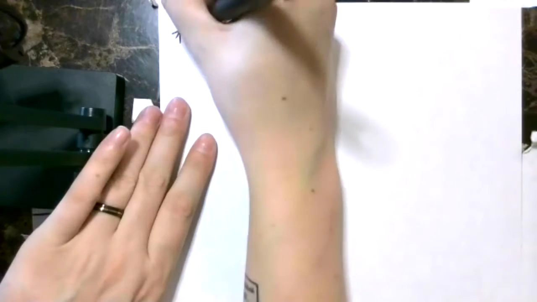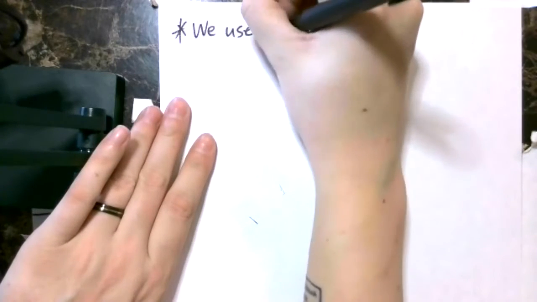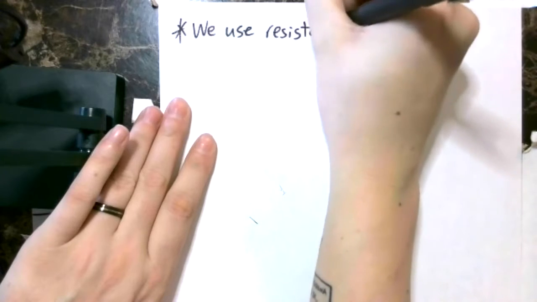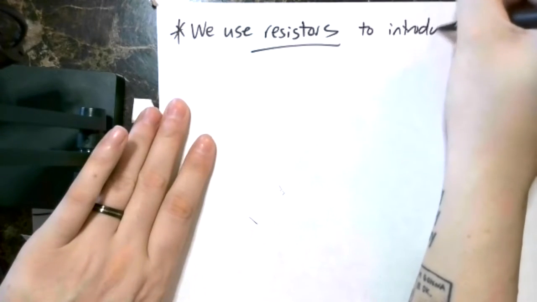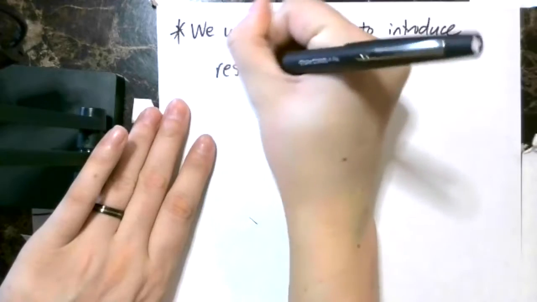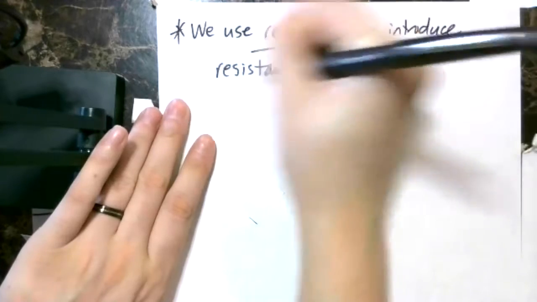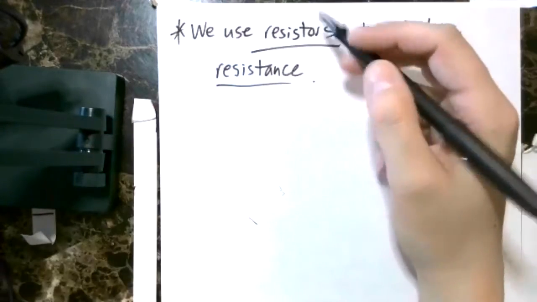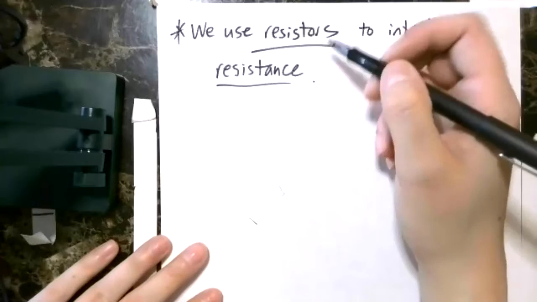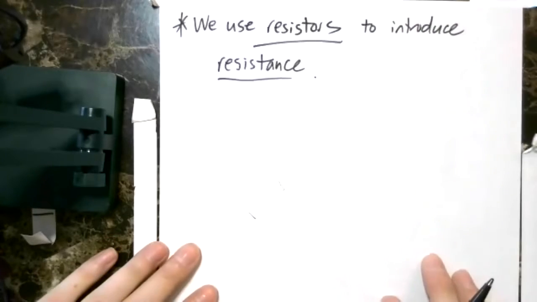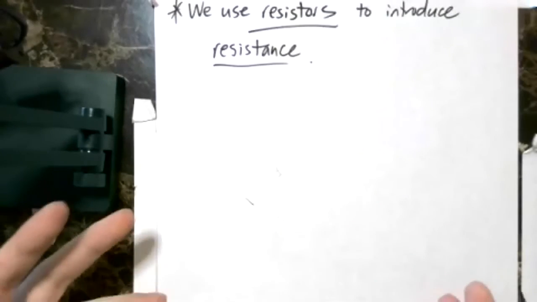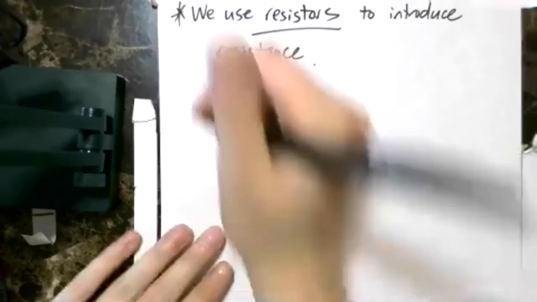So we use resistors to introduce resistance. For once, thanks to the people who developed this, they use words that make sense to pair together. Okay, how do we actually draw this in a circuit though?